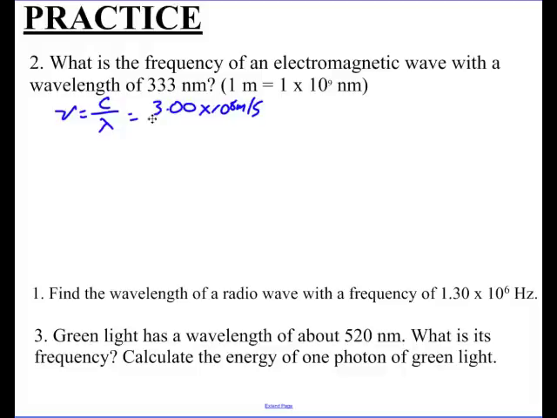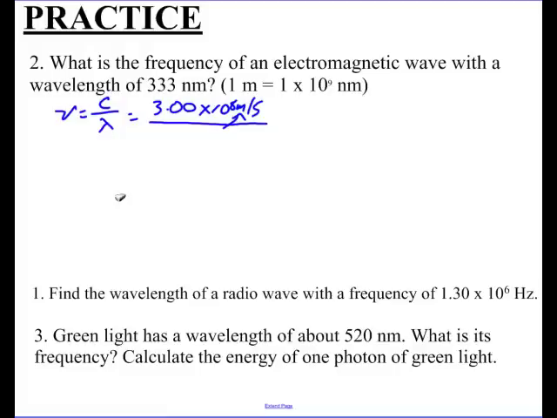Now here's our first issue. I cannot put 333 nanometers on the bottom. Why can't I? Well, hopefully you're screaming at the screen right now because nanometers will not cancel out meters, right? So I've got to have the same unit on the bottom. That's why I've given you this conversion, that 1 meter equals 1 times 10 to the 9th nanometers. So this is what I'm going to do.